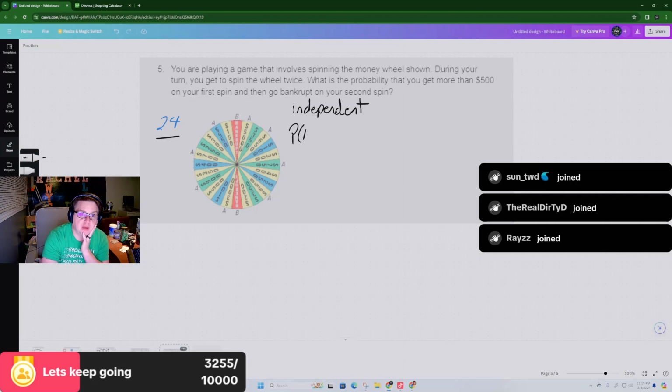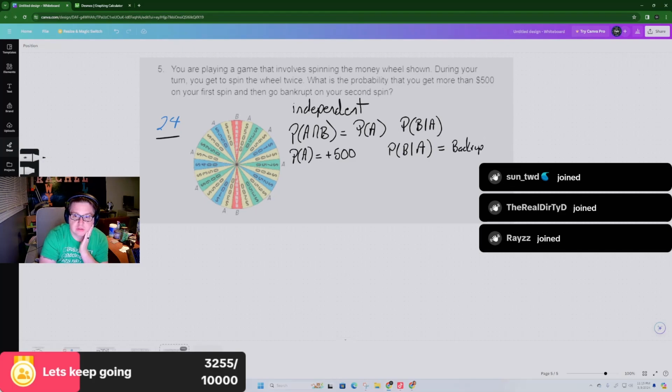I want the probability of A and the probability of B. So I need to find the probability of A, and the probability of A being that you get more than 500. Okay, then we need the probability of B given that A happened. So what's the probability of B given A happened? Bankrupt. So we're bankrupt, given that we got more than 500 after our first spin.